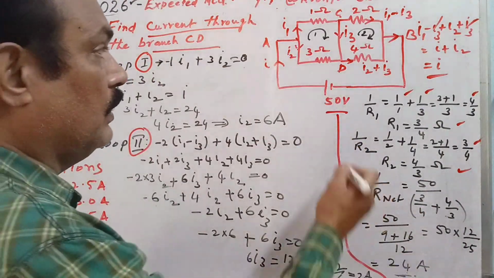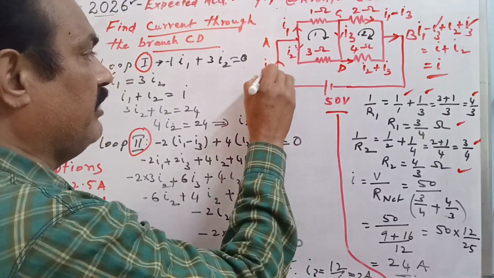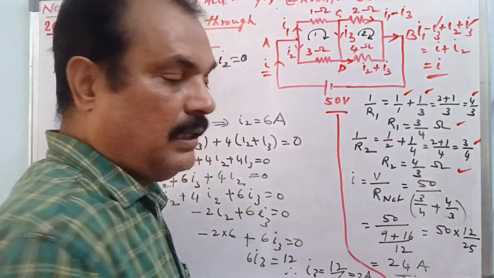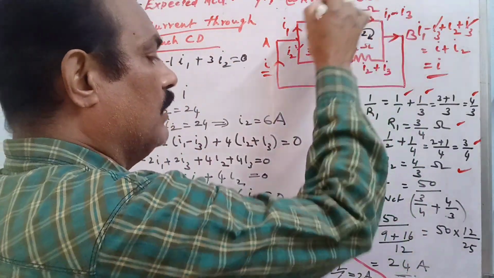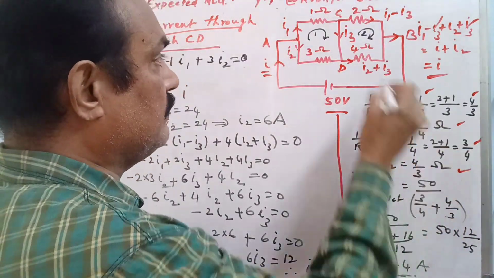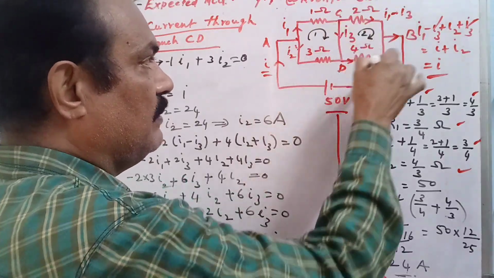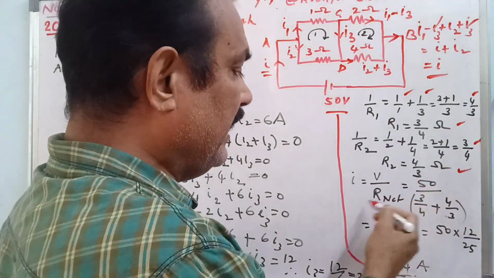Then what is the current going through it? The current is what we have taken as I. I is V by R net. R net means the total resistance of this network. How much is the total resistance? It will be this plus this, because this will become one resistor and this will become one resistor. Then you will get the net resistance.